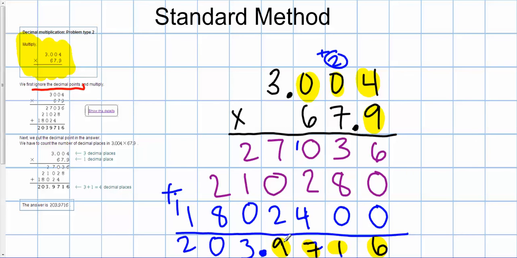So again, when I count, I have 1, 2, 3, 4 numbers behind my decimal point. So my final answer is 203 and 9,716 10,000ths. And that's what my answer says over here. So I'm good to go. And this example is using the standard method.